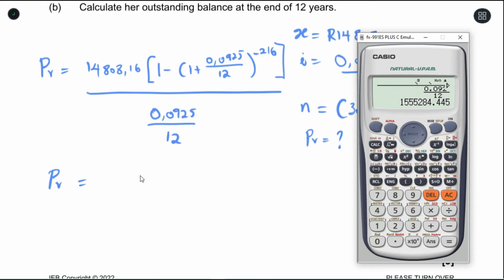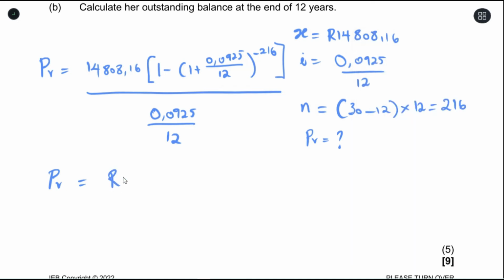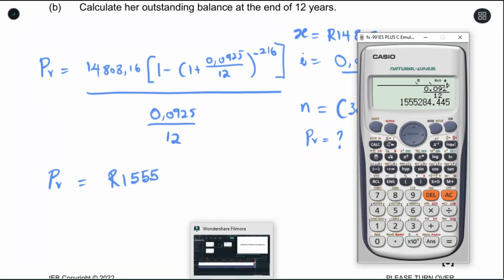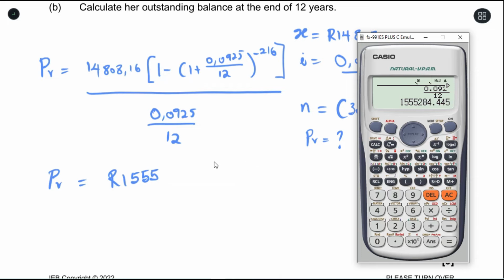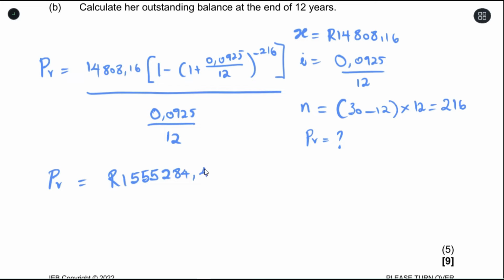So after 12 years, the outstanding balance would be 1.5 million, right? I think that is 1,555,284.45. Okay, so that is 1,555,284 rand 45 cents. So this is the amount of money that will still be left after paying for 12 years. That's it.